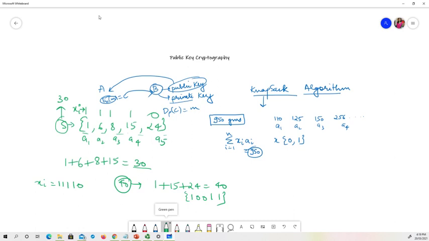Let me give you another example. Suppose you have to get 22. To get 22, you add 1 plus 6 plus 15. That means 1 is 1, 6 is also 1, 8 is 0, 15 is 1, and 24 is 0. So this would be the plain text, or the values of xi that you would be getting.